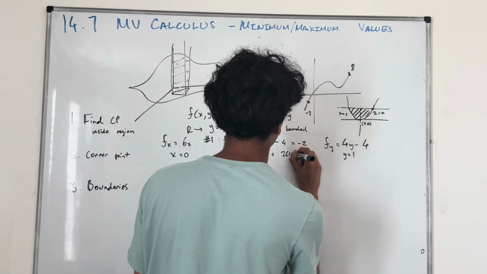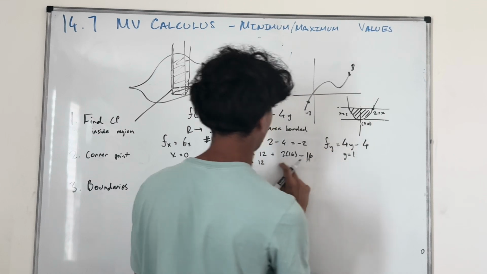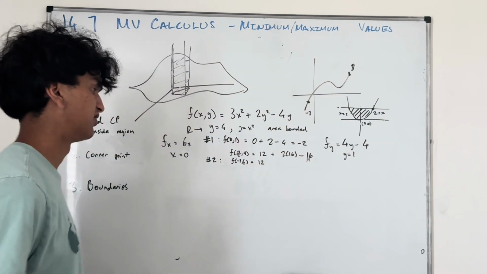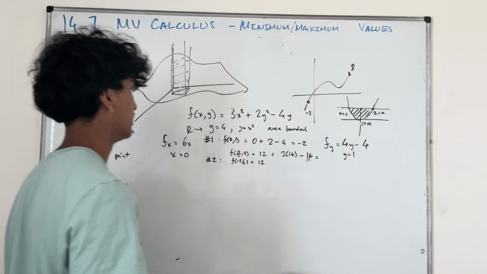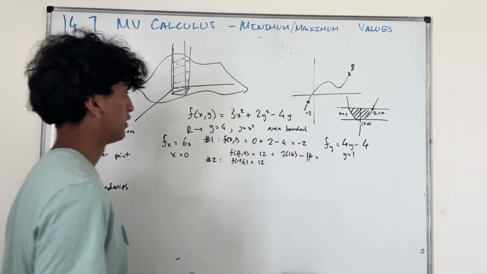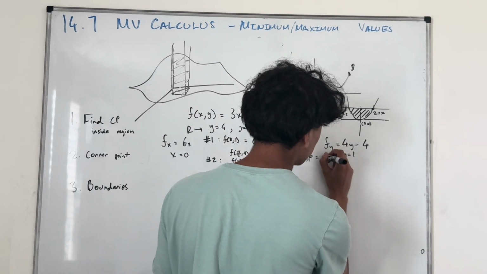2 times 16, because that's 4 squared, minus 16. So I just get 12, right? 2 times 16 minus 16 is just 16. So I get 12 plus 16, which is, shoot, why am I getting 28?